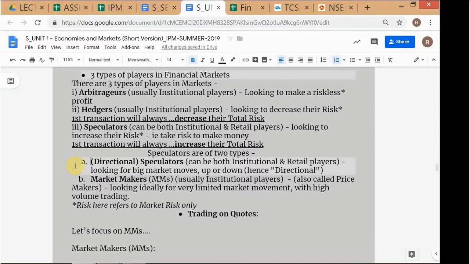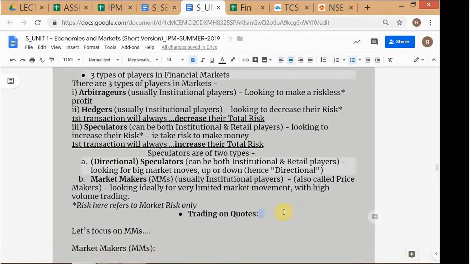That you have hedgers, speculators, and arbitragers, and they are defined with respect to what they want to do to their risk. Hedgers are always trying to reduce their risk, and speculators are trying to increase their total risk. The first transaction at least will increase their risk, and the arbitragers don't want to take any risk at all. We are just going to skip through this definition at this level itself.